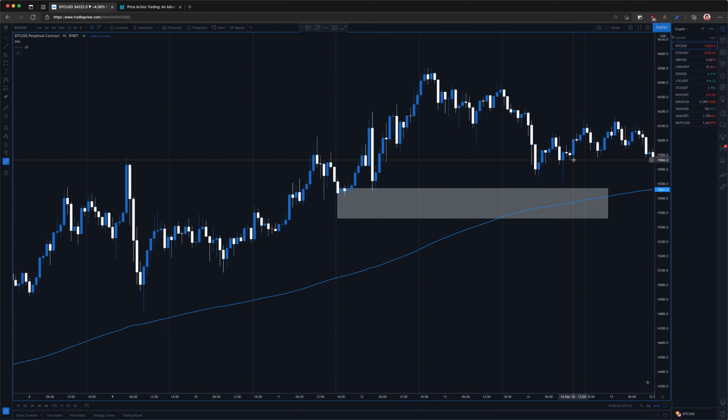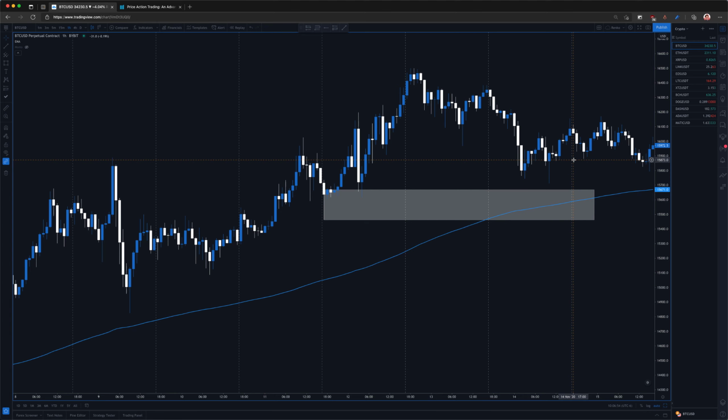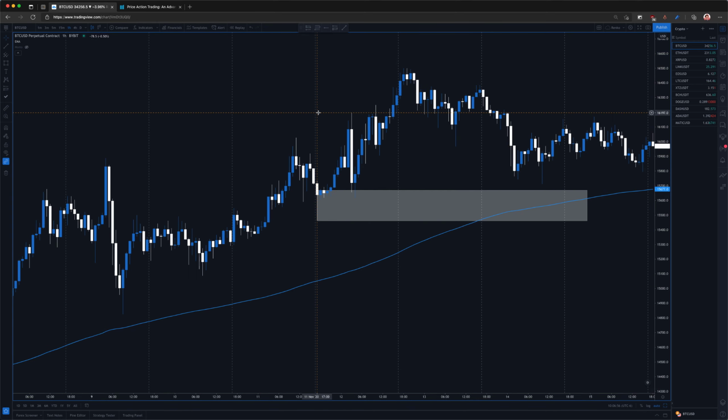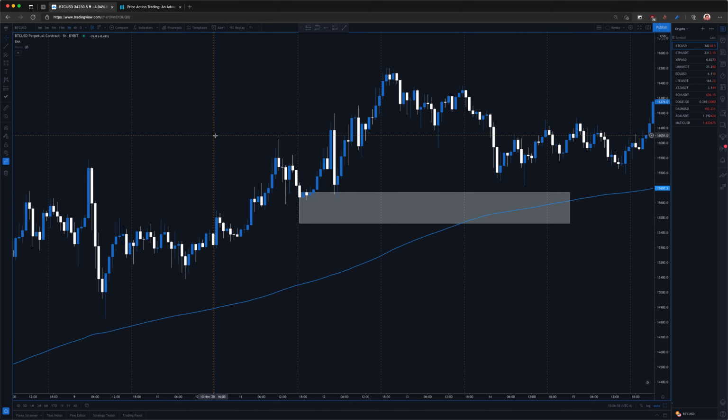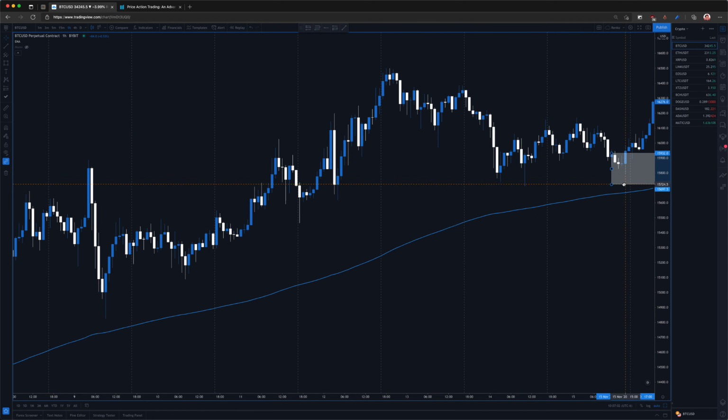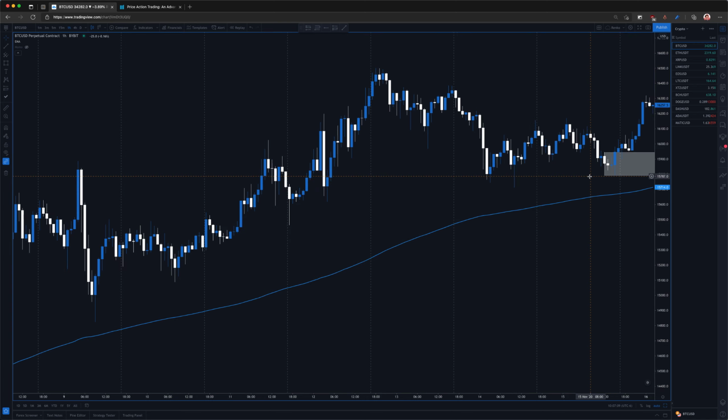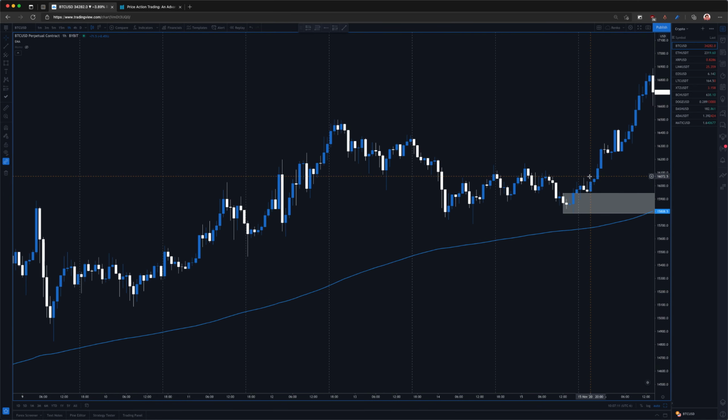Looking at this, we'll see how this move works. If we get a nice rally out, we do. So that gives us a potential level right about here. There's the top of that move. There's the bottom. All right, let's see if price comes back down there.